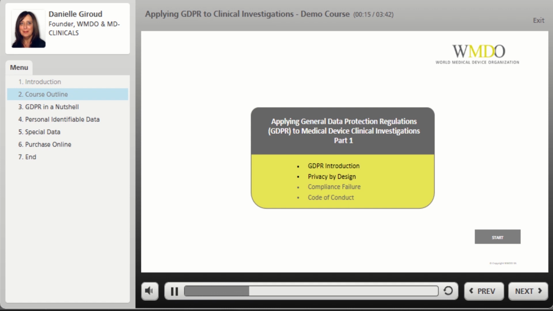Welcome to this course on General Data Protection Regulations in the EU and how these apply to medical device clinical investigations. During this course, you will first learn the basic terminology and understand what privacy by design means.